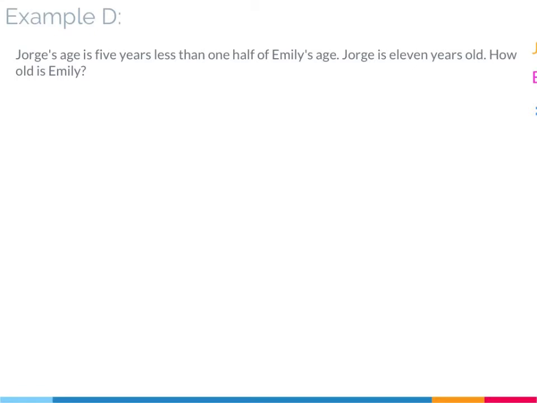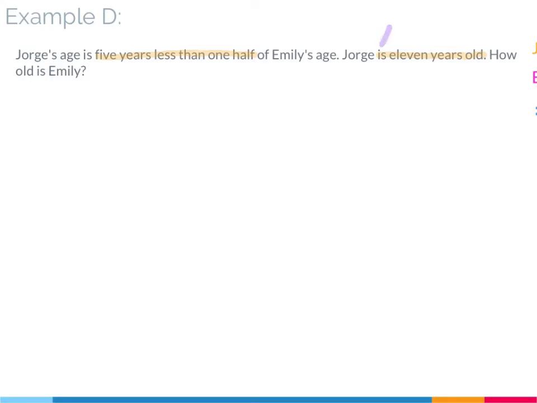So the first thing we're going to do is pull out our important information. Jorge's age is 5 years less than 1/2 of Emily's age. That's important information. And Jorge is 11 years old. That's important information. Now, I see that word is in front of the 11 years old.